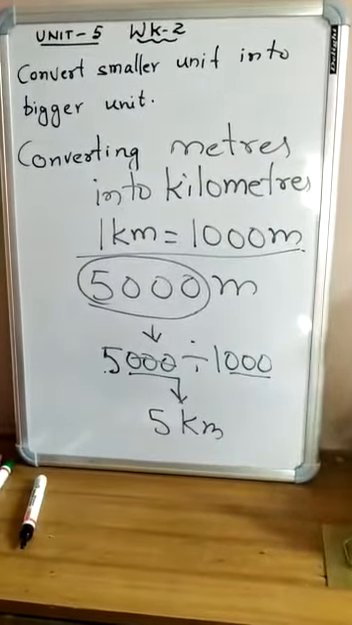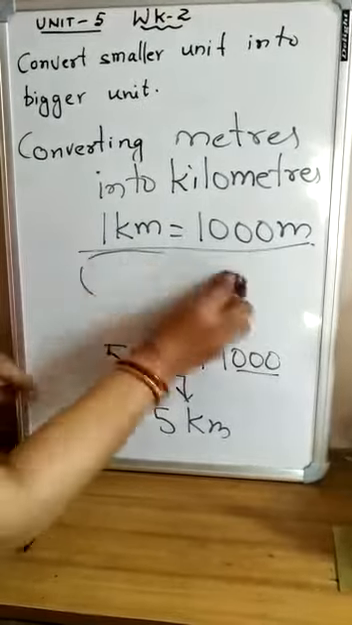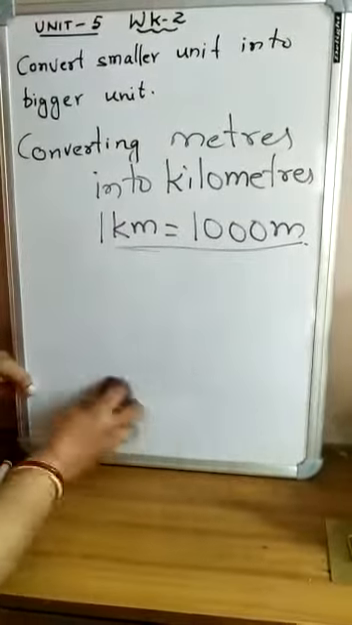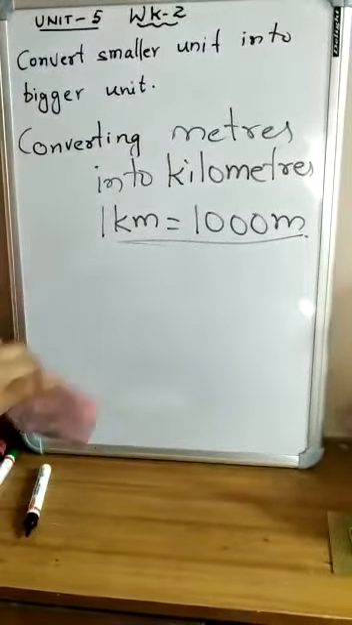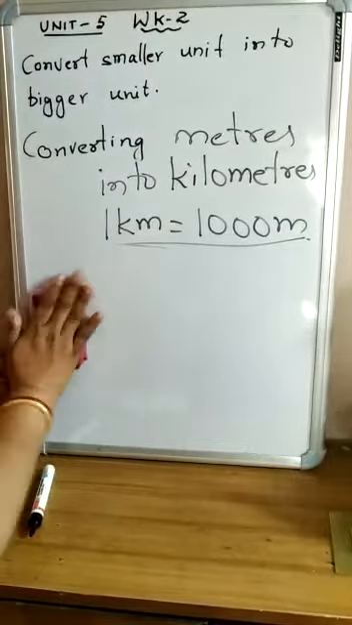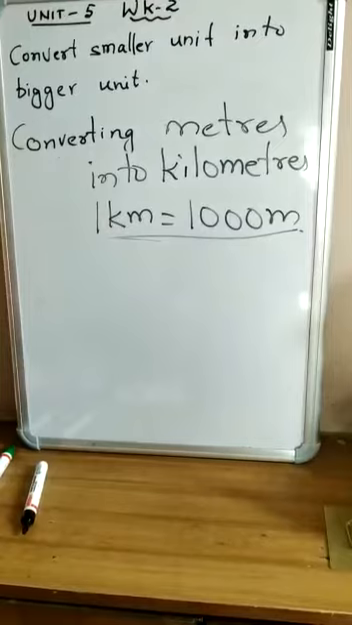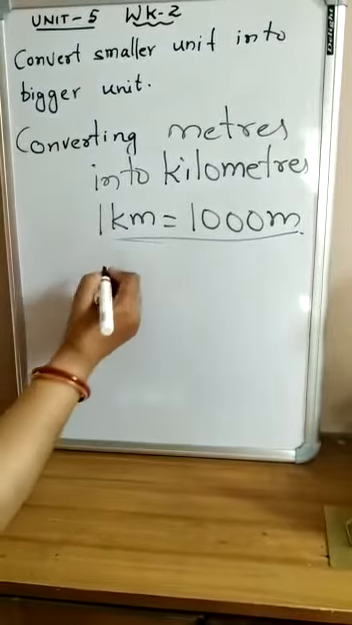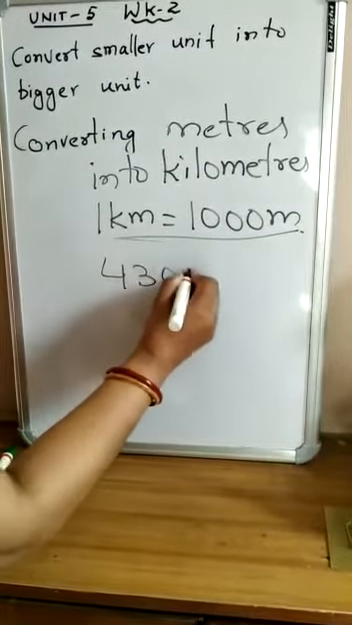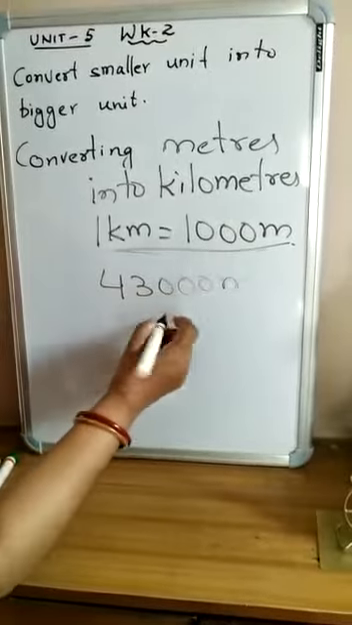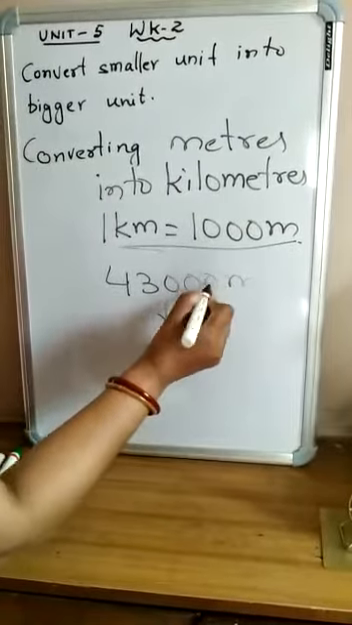Okay? Now let us take another example. Very simple, children. In order to convert from meters to kilometers, just divide by 1000. So here let us take another example: 43,000 meters. What will we do? What is the number of meters?